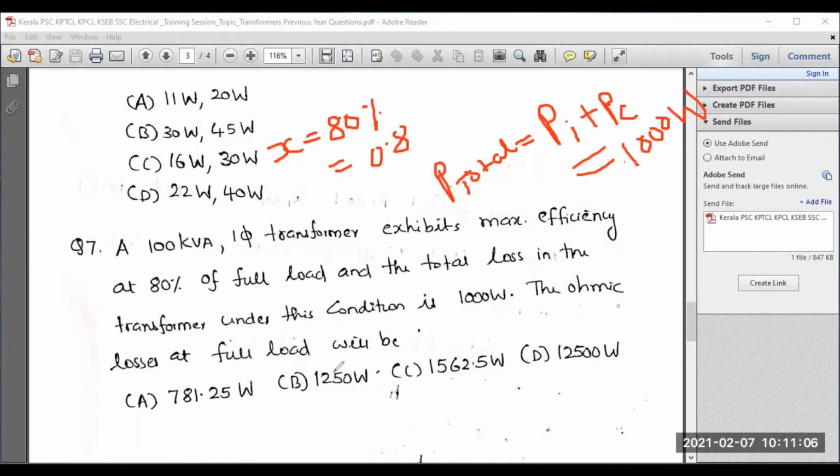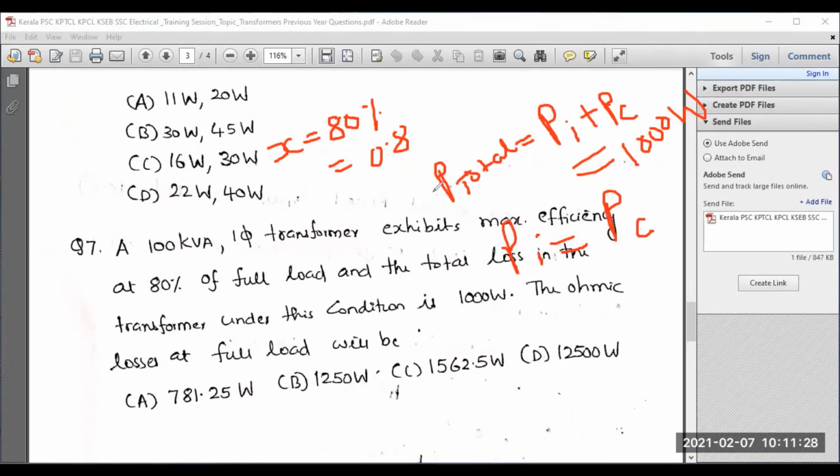The ohmic loss at the full load loss. Your job is to calculate the copper loss. What is the value of copper loss? So you know, at the condition for maximum efficiency, the iron loss must be equal to how much? Copper loss. Iron loss equal to copper loss at the condition for maximum efficiency. That point you have to note down.